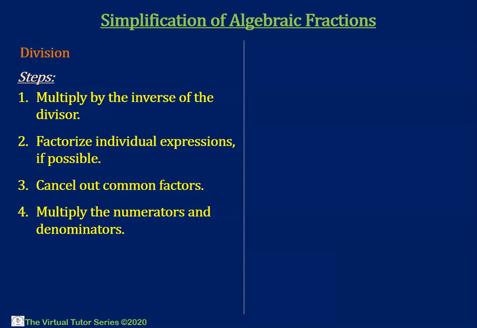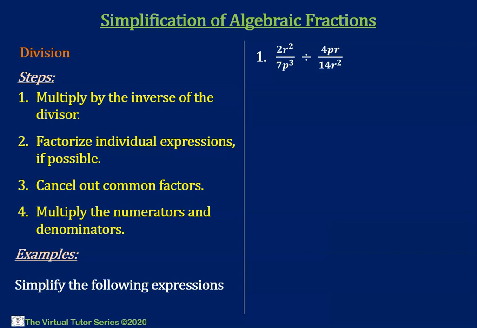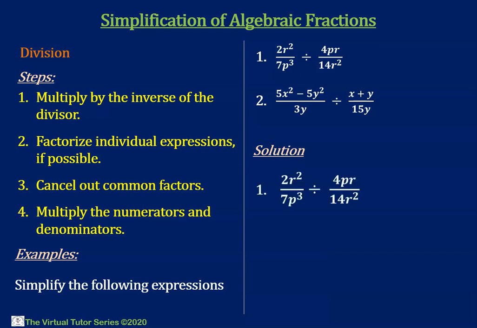Let's consider the following examples. Simplify the following expressions. Solution. Example 1. 2r exponent 2 over 7p exponent 3 divided by 4pr over 14r exponent 2.